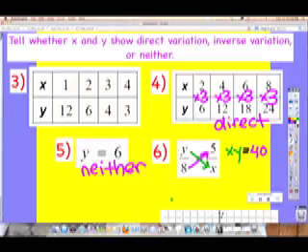I just gave it away. I said it out loud. Is this direct or inverse or neither? Inverse. Uh-oh, I heard direct and inverse. Show me with your arms. Direct is always what? Multiplying. Is this showing multiplying? No.